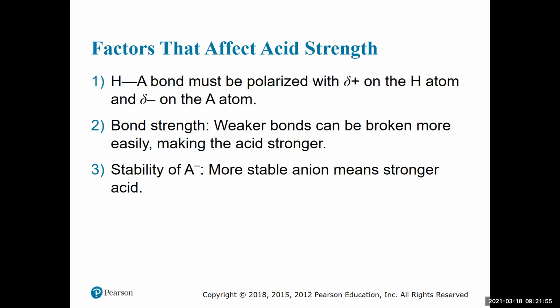Okay, things that affect acid strength. The proton bonded to whatever it is, and A is just meant to be a generic atom, it must be polarized. So in other words, remember when we talked about polarization, that would be a case of where the electronegativity would be such that we have partial negative charge on the A and then partial positive charge on the hydrogen. So that needs to occur.